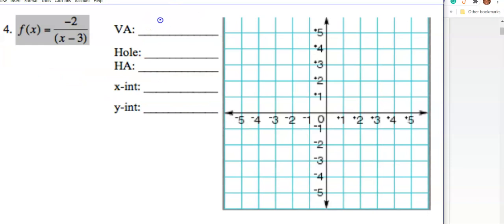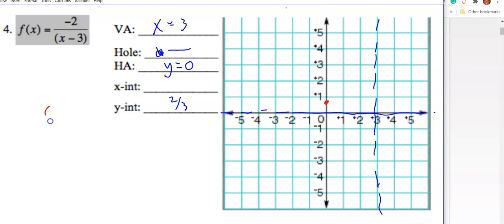This one looks like it does have a vertical asymptote at x equals 3. Horizontal asymptote at, there is no hole. Nothing cancels. Y equals 0 because it is bottom heavy. Looks like this. Plug in 0 for x, so I'll get a y-intercept of 2/3. Okay, somewhere right around there.